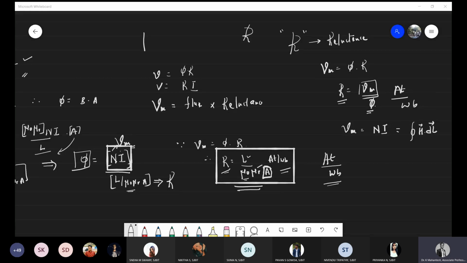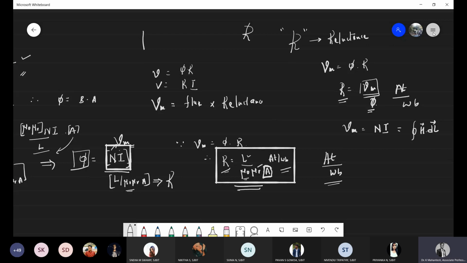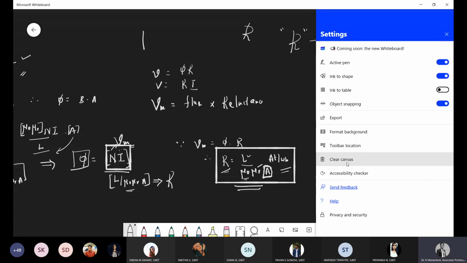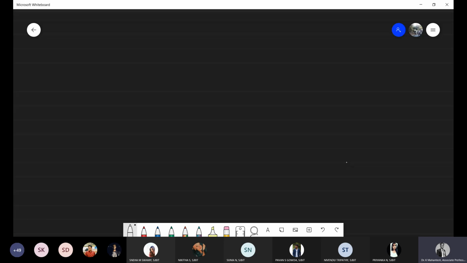So I shall start with the second topic of today's session. I'll randomly pick the names and ask you people to post it on the chat box. So make sure that you are trying to note down whatever you understand in the session. Now, since we have obtained the equation for reluctance, I'll write that here. R is equal to L by mu naught mu R A, area of cross section, ampere turns per Weber.